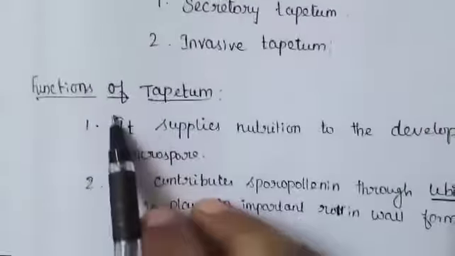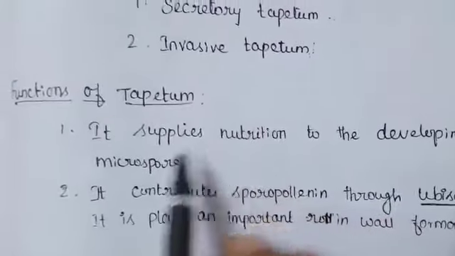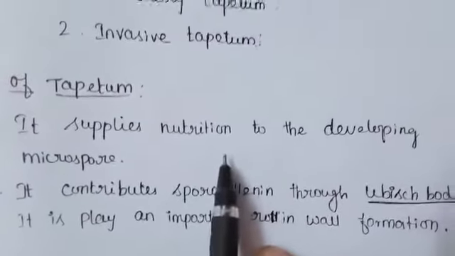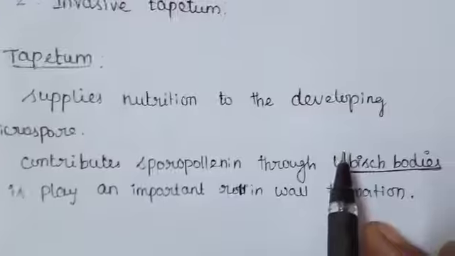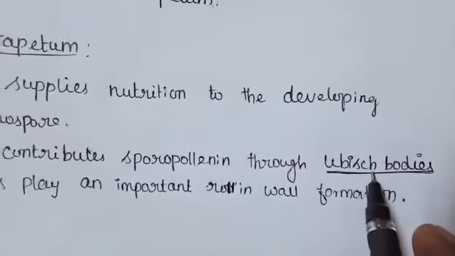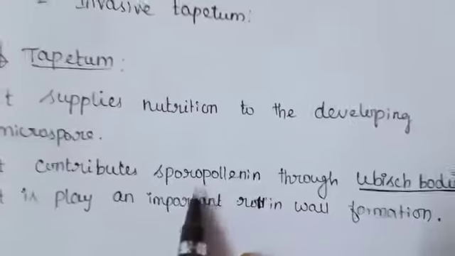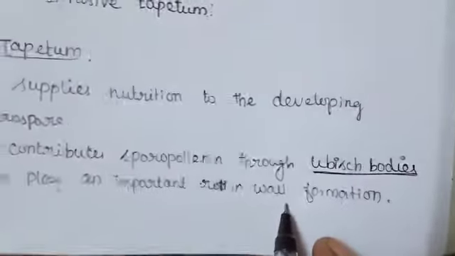Next, functions of tapetum. It is a very important, frequently asked question. It supplies nutrition to the developing microspore, and it contributes sporopollenin through the Ubisch bodies. That is a very important question. Through these Ubisch bodies, the sporopollenin is contributed. It plays an important role in wall formation.